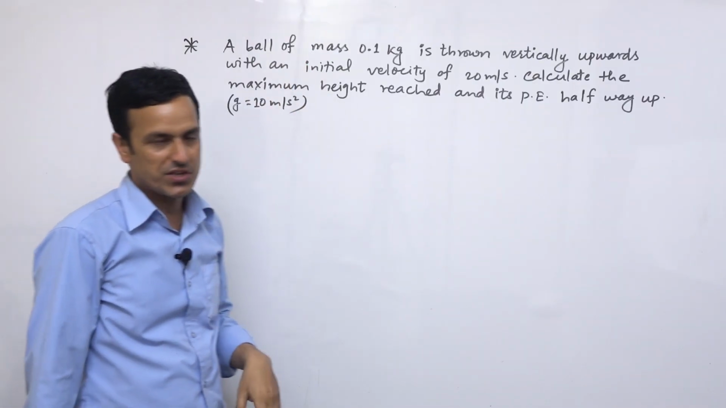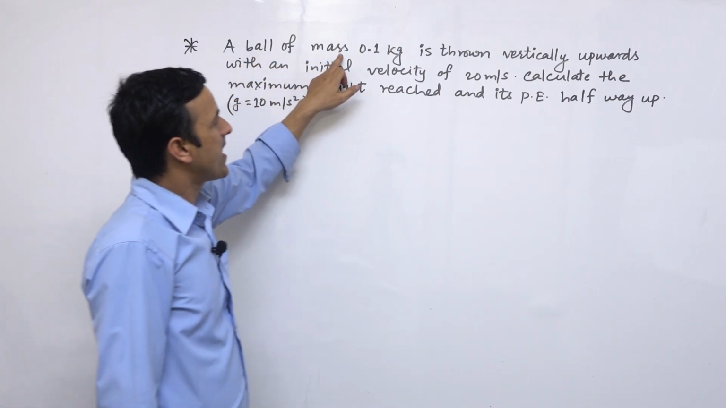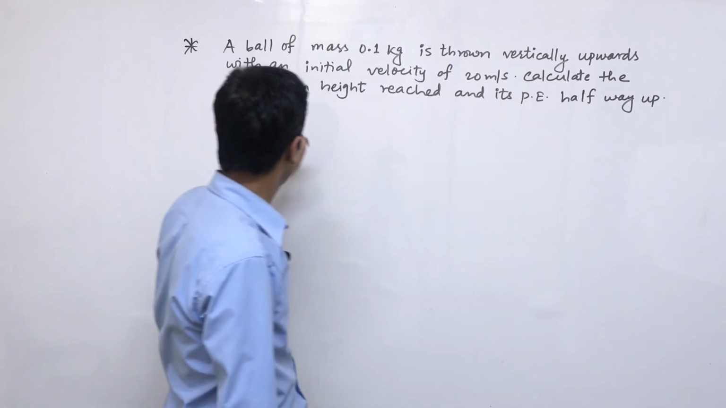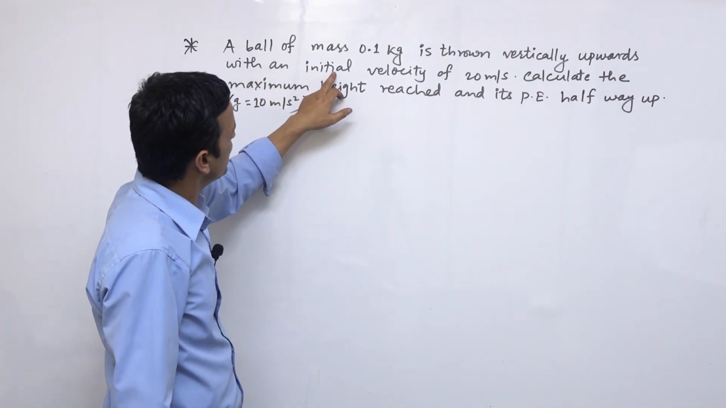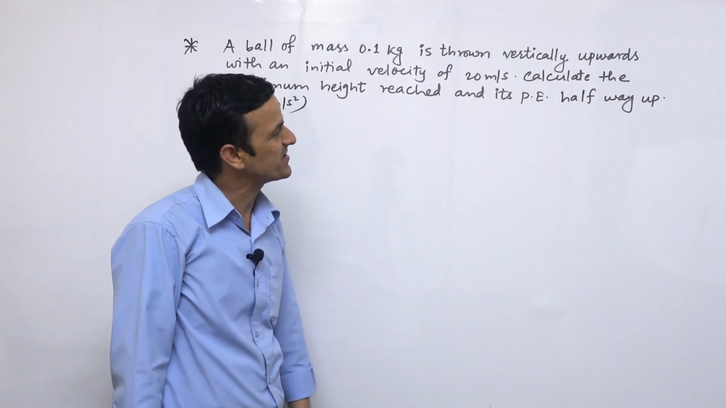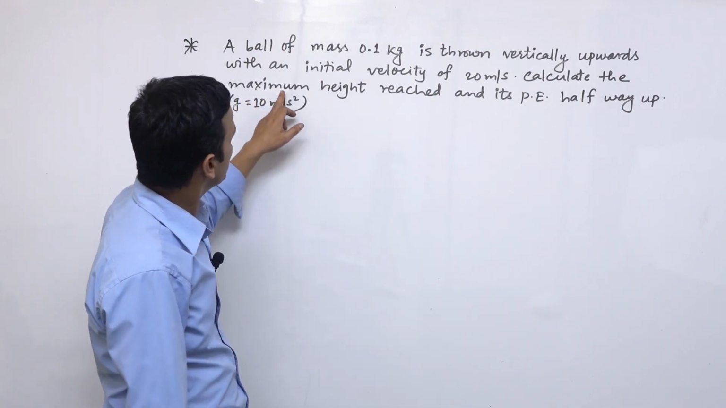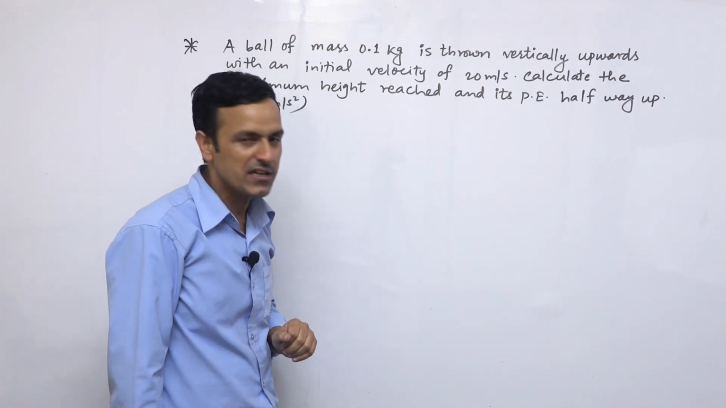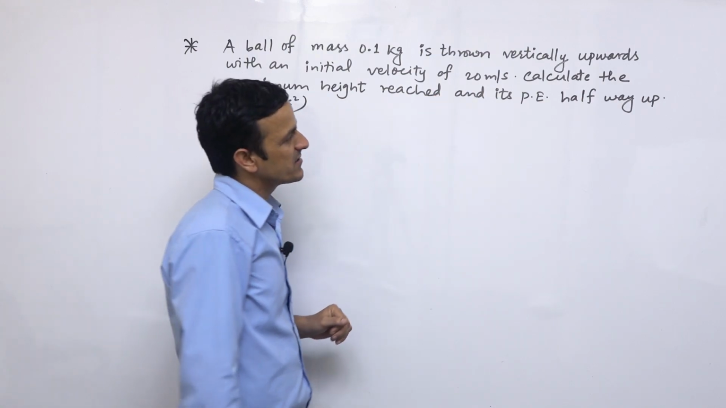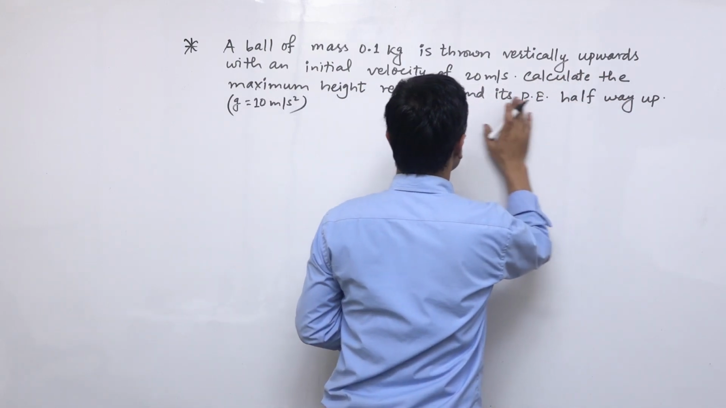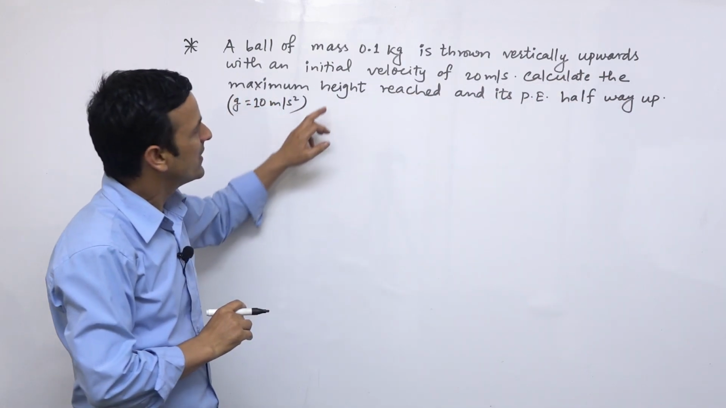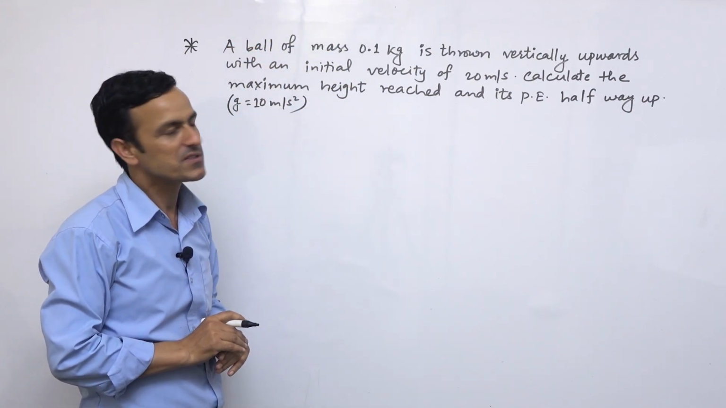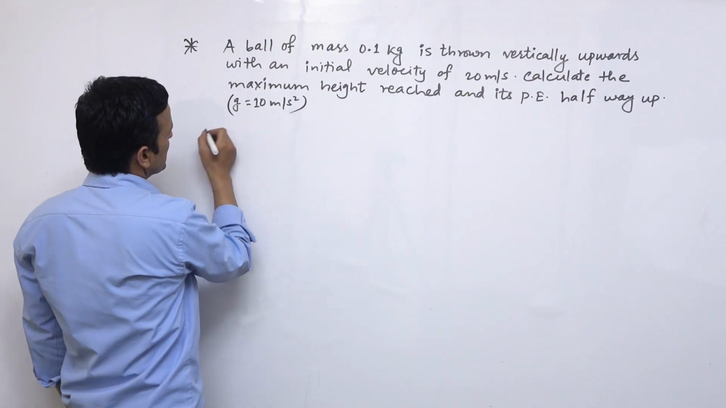Now let's see this question. A ball of mass 0.1 kg is thrown vertically upwards with an initial velocity of 20 meters per second. Calculate the maximum height reached and its potential energy halfway up. ठ्याक्कै हाफ हुँदा यसको पोटेन्शियल एनर्जी कति हुन्छ त्यो पनि निकाल्नुस् र यसको म्याक्सिमम हाइट कति हो माथि पुग्न सक्ने हाइट त्यो पनि निकाल्नुस्.